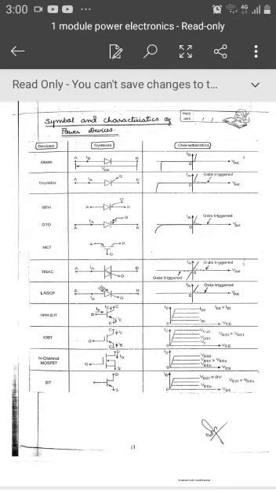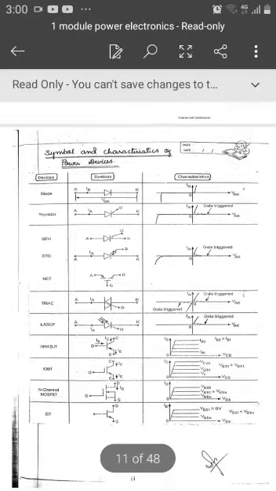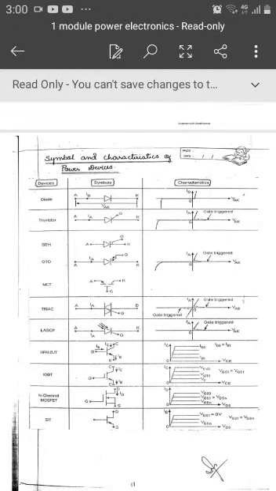Third one, SITH, that is the static induction thyristor. SITH can also be turned off by applying negative gate drive. Thus, the gate has full control over the conduction of SITH. They do not require any external circuit. The figure shows the symbol, anode, cathode and gate, and the characteristic as shown in the figure. They are used in medium power converters.